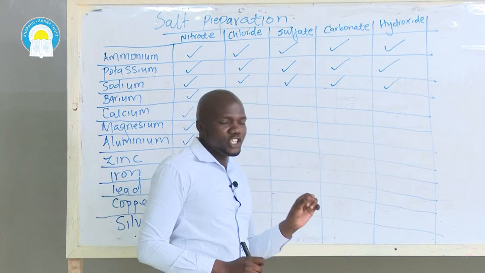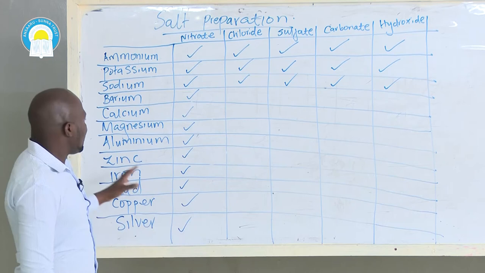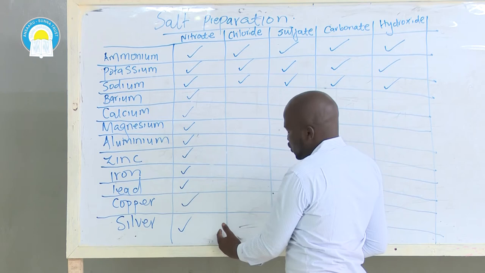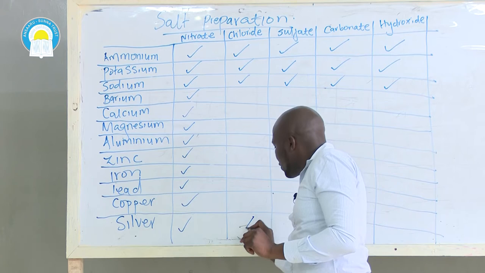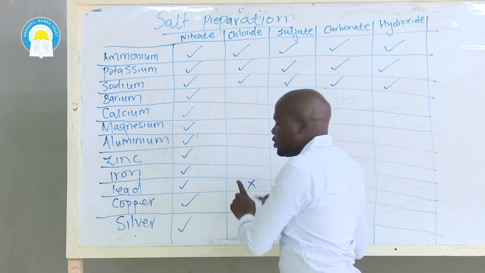Come back here. Let us see how we can fill this table. They have said all common chlorides are soluble, except 2 chlorides. We have the silver chloride, where I put a cross, that means that salt is insoluble. So the silver chloride is insoluble, and lead 2 chloride is also insoluble. But the other common chlorides are soluble.